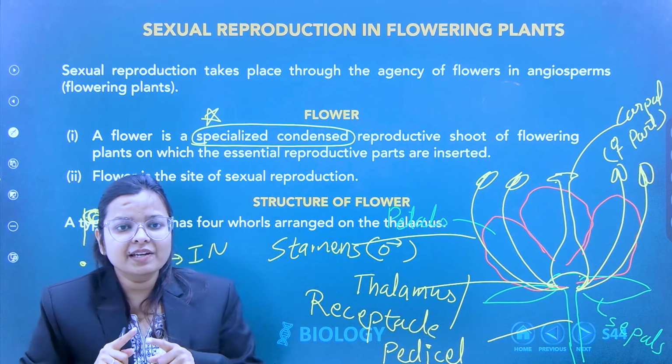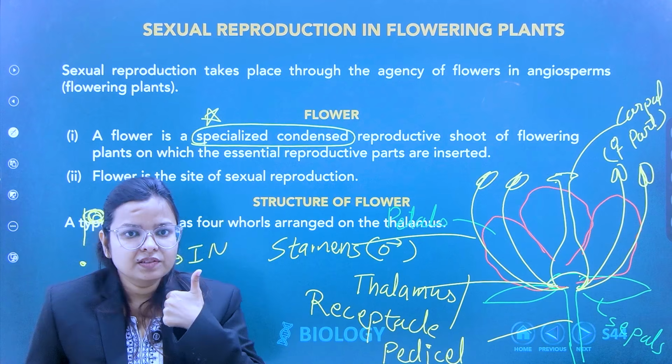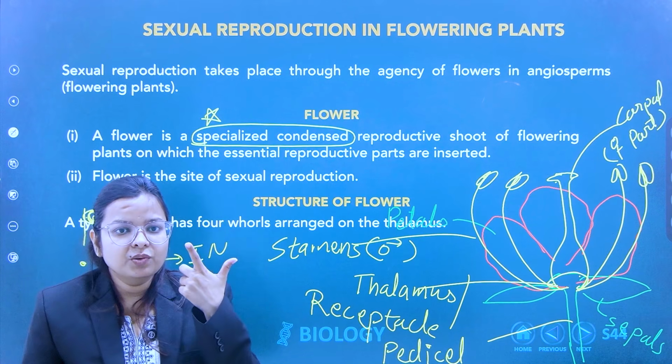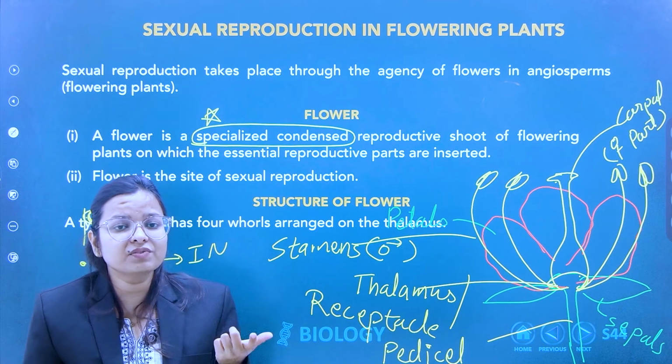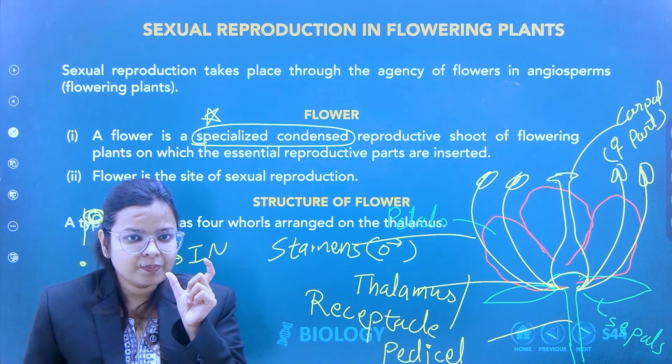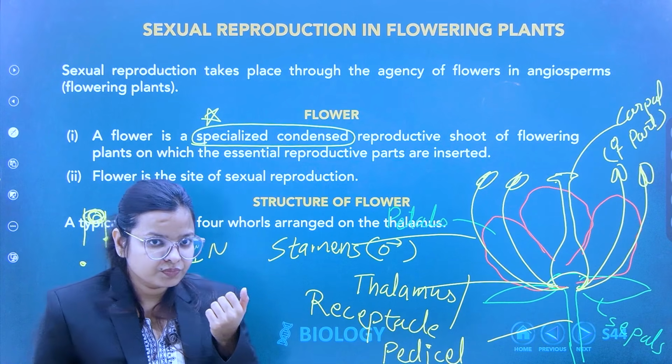So again, please revise it with me. Every flower has four whorls. The outermost is sepal. After that, petal. And then the male and female sex organs. The male sex organs we call stamens. The female sex organs we call carpels.